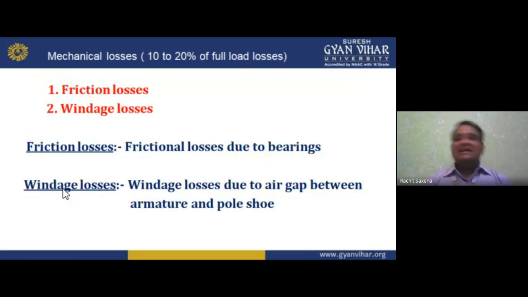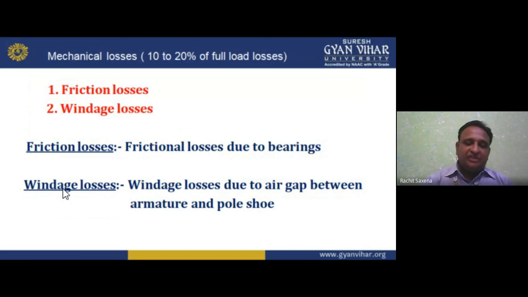Now, the losses in percentages, for example: 30 to 40% armature copper loss, 20 to 30% shunt copper loss, 20 to 30% iron losses, eddy current and hysteresis in combined form. The remaining 10 to 20% losses are friction and windage, which come in the category of mechanical losses.